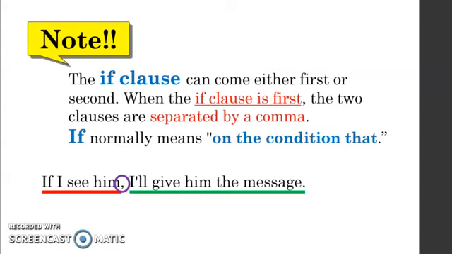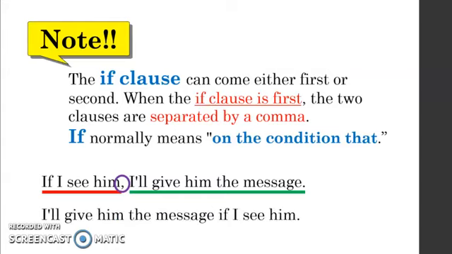Now, how about if the if clause comes last? Does it change its meaning? Still, this is a conditional sentence because we have the main clause and then followed by the if clause. And remember that in a conditional sentence, the if clause can come either first or second. And since the if clause didn't come first, then there's no need for us to separate the two clauses by a comma. Always remember that there are two parts in a conditional sentence.